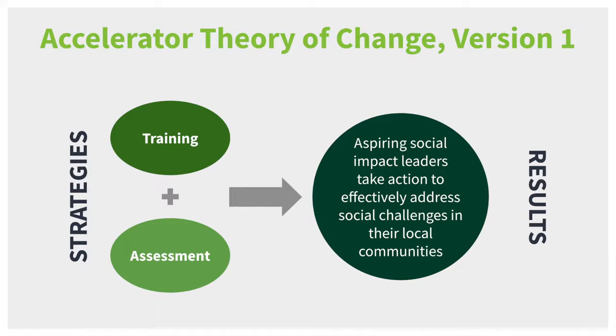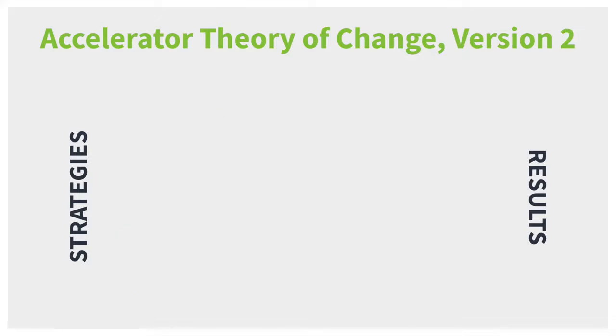Also, does it answer our guiding question? How can aspiring social impact leaders be connected, supported, and enabled to take action to effectively address social challenges in their communities? Not really, because this model isn't specific enough. Let's look at the second model.